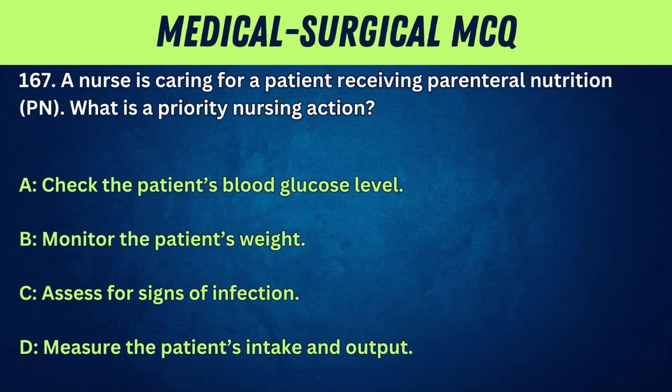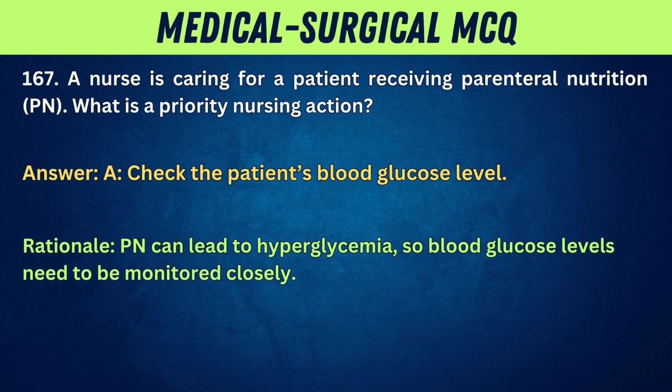167. A nurse is caring for a patient receiving parenteral nutrition, PN. What is a priority nursing action? A. Check the patient's blood glucose level. B. Monitor the patient's weight. C. Assess for signs of infection. D. Measure the patient's intake and output. Answer: A. Check the patient's blood glucose level. Rationale: PN can lead to hyperglycemia, so blood glucose levels need to be monitored closely.